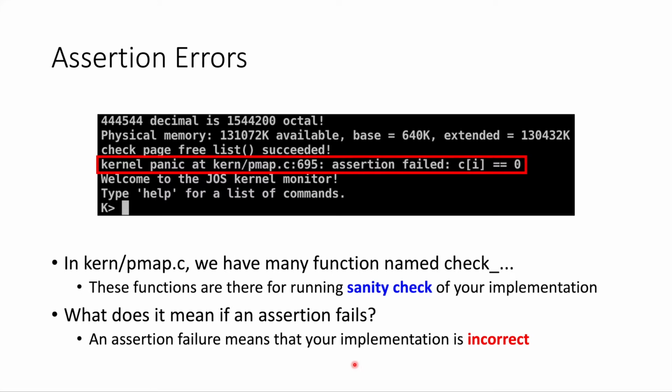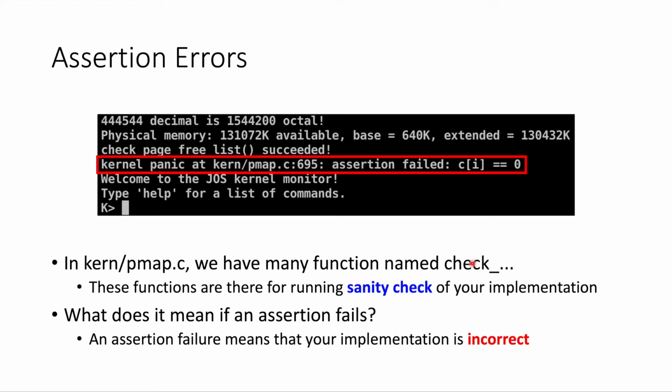Next is about assertion errors. When you run JOS using make QEMU nox or make grade, you may encounter many assertion errors like this. Assertion failed in some of the lines of the code. These assertion errors are raised by functions dedicated to checking something. The function name is check page or check allocation or something.